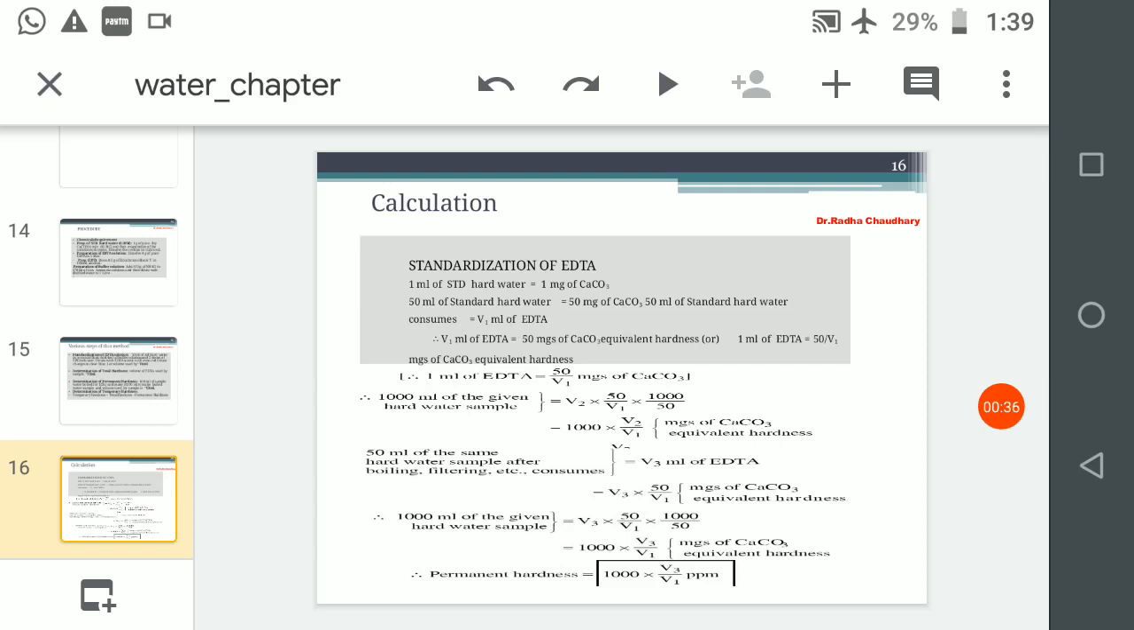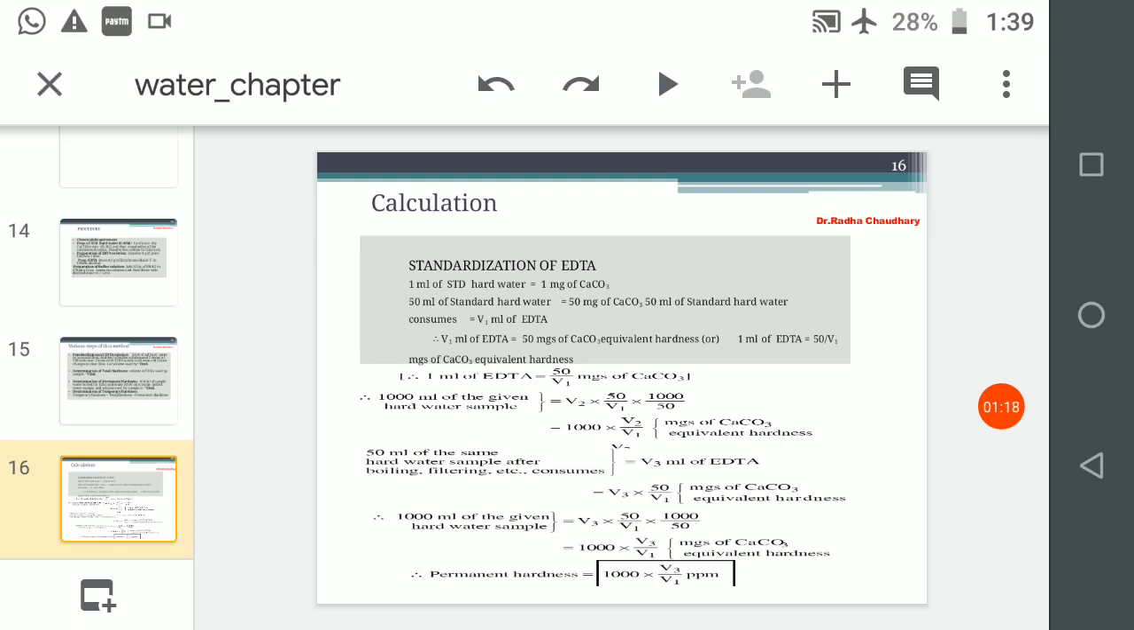So 50 ml of standard hard water consumes V1 ml of EDTA solution. V1 ml of EDTA contains 50 milligram of calcium carbonate equivalent hardness. So we can find out in 1 ml, that is 1 ml of EDTA solution contains 50 upon V1 milligram of calcium carbonate equivalent. You can see in the reaction. Then when 1 ml of EDTA solution contains 50 upon V1 milligram of calcium carbonate, we can find out the hardness of the 1000 ml of water sample.